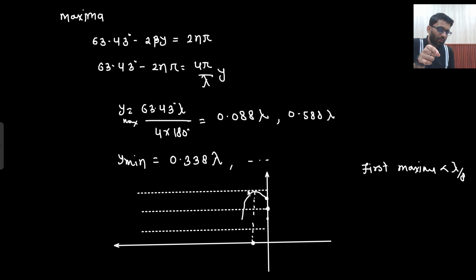Because I need to go to the maximum value. So if I am near to the maximum value, that means I would require lesser distance. If I am far away from the maximum value, that means I would require more distance. So I am near to the maximum value. So this distance is 0.388 lambda, which is not our matter of concern, but this is how the pattern will go.